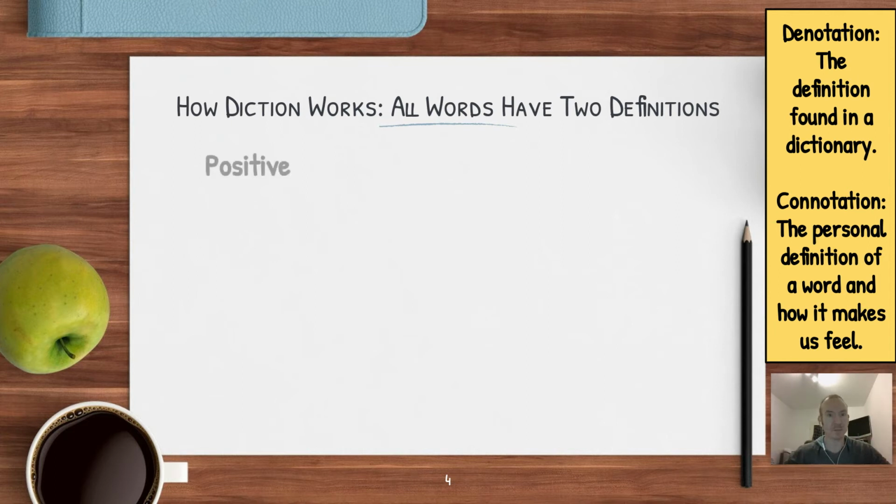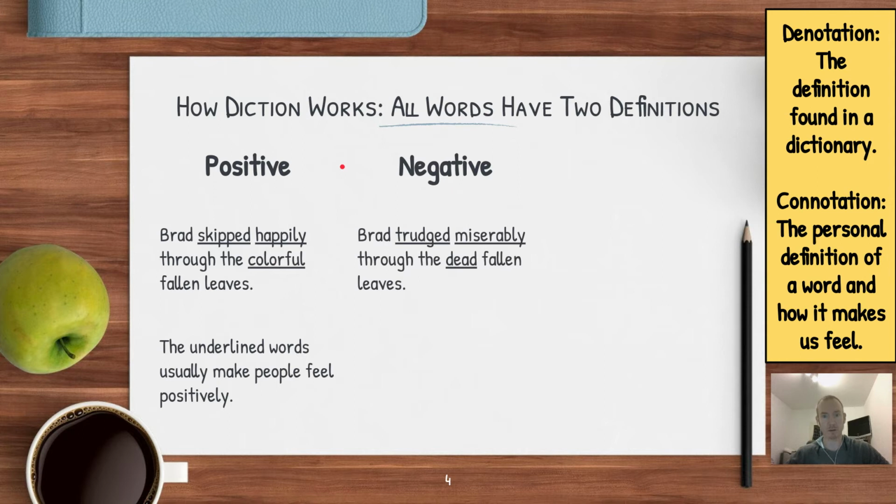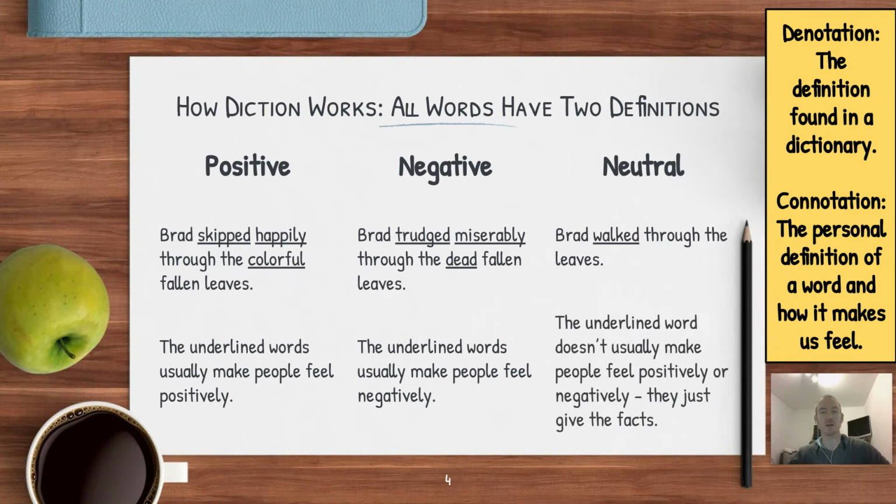There are three distinctions or tones for words. There's positive. So for example, Brad skipped happily through the colorful fallen leaves. The underlined words usually make people feel positively. Then there's negative words. Brad trudged miserably through the dead fallen leaves. The underlined words there usually would make people feel negatively or that something is bad or wrong. Then there's neutral words. Brad walked through the leaves. The underlined word doesn't usually make people feel positively or negatively. It's just stating the facts of what is happening.